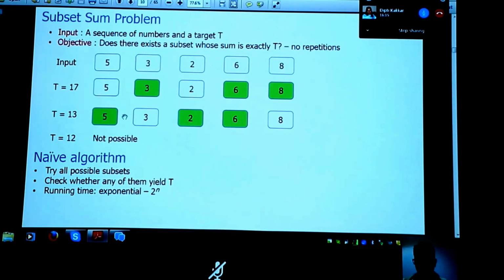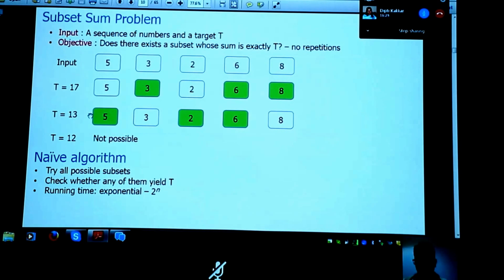8, 2, 3. That will also give 13. But it may be the case that there are targets which are not achievable from this given input. Right? So for example, in this input, 12 is not possible. I just checked it. I hope it's not possible, but yeah. Right? So there are cases where it's not possible.